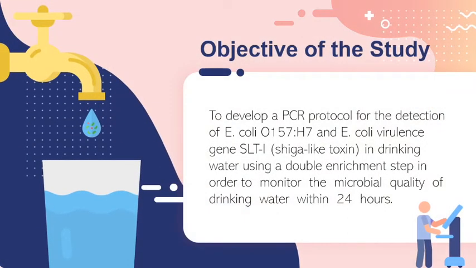The objective of the study is to develop a PCR protocol for the detection of E. coli O157:H7 and E. coli virulence gene SLT or Shiga-like toxin I in drinking water using a double enrichment step in order to monitor the microbial quality of drinking water within 24 hours.